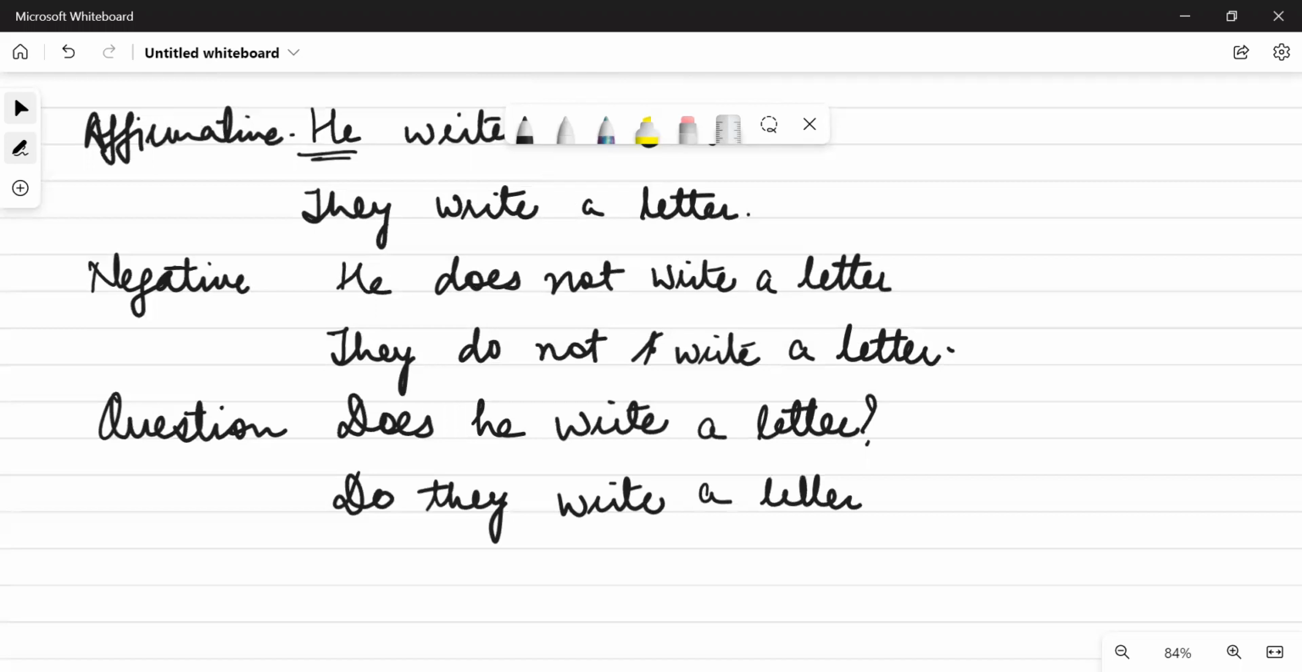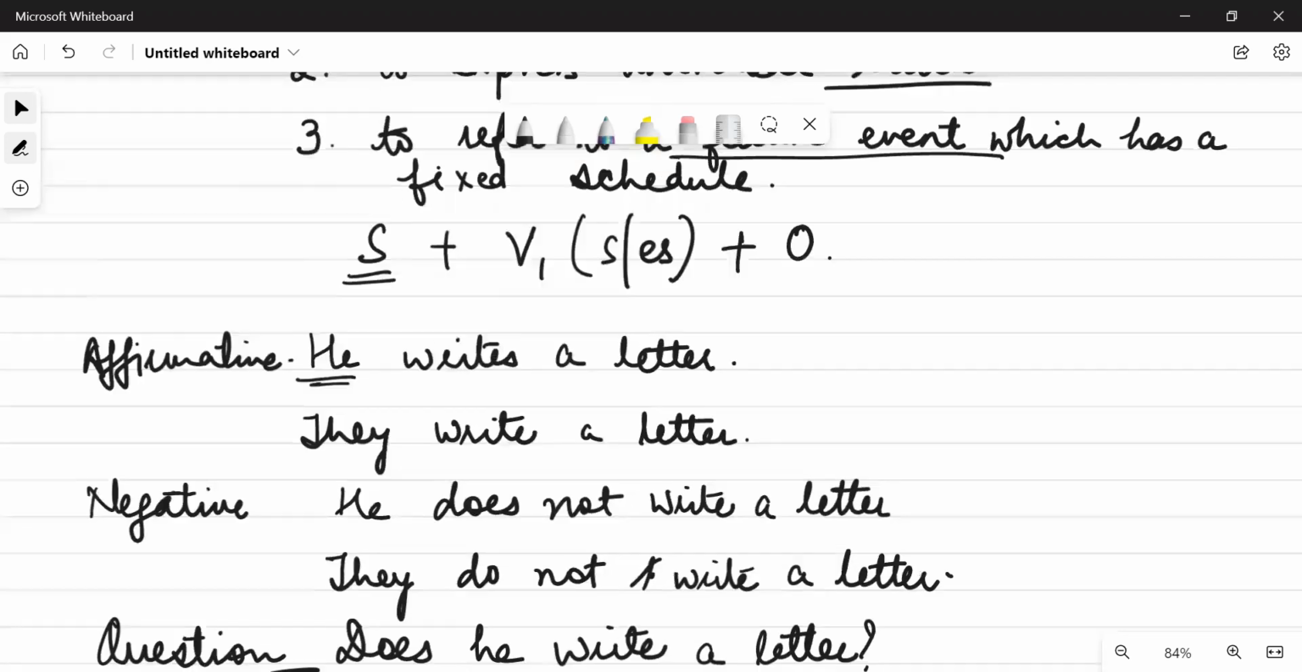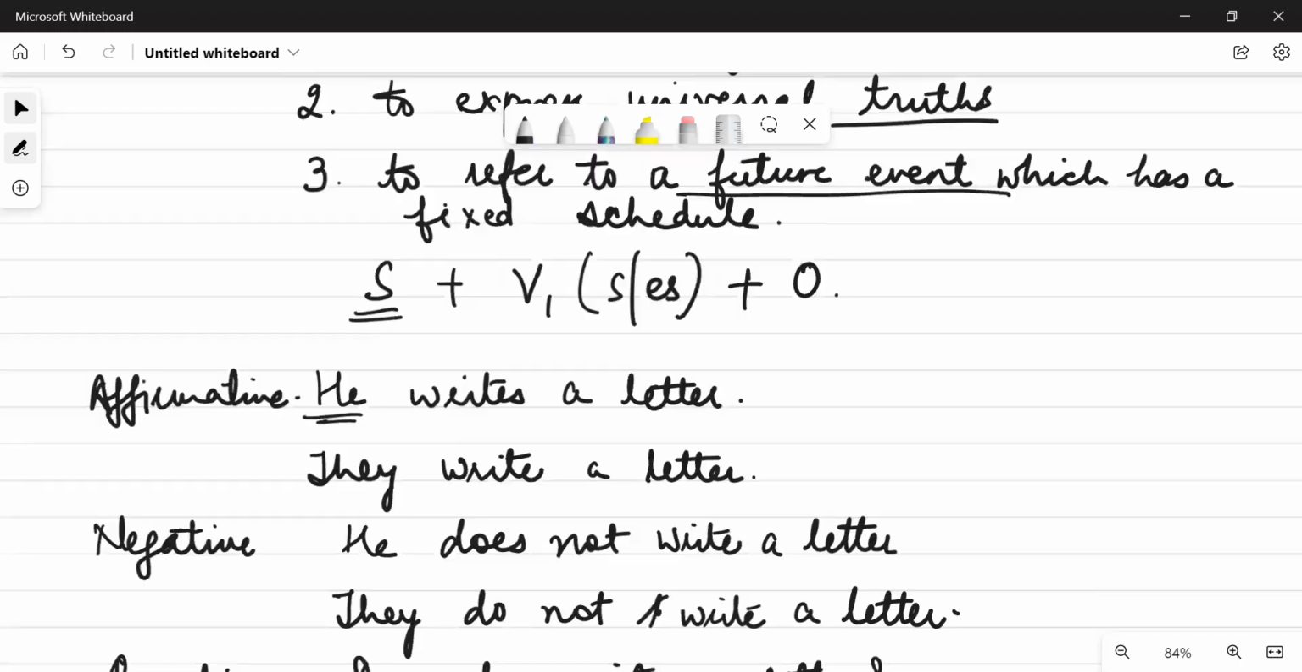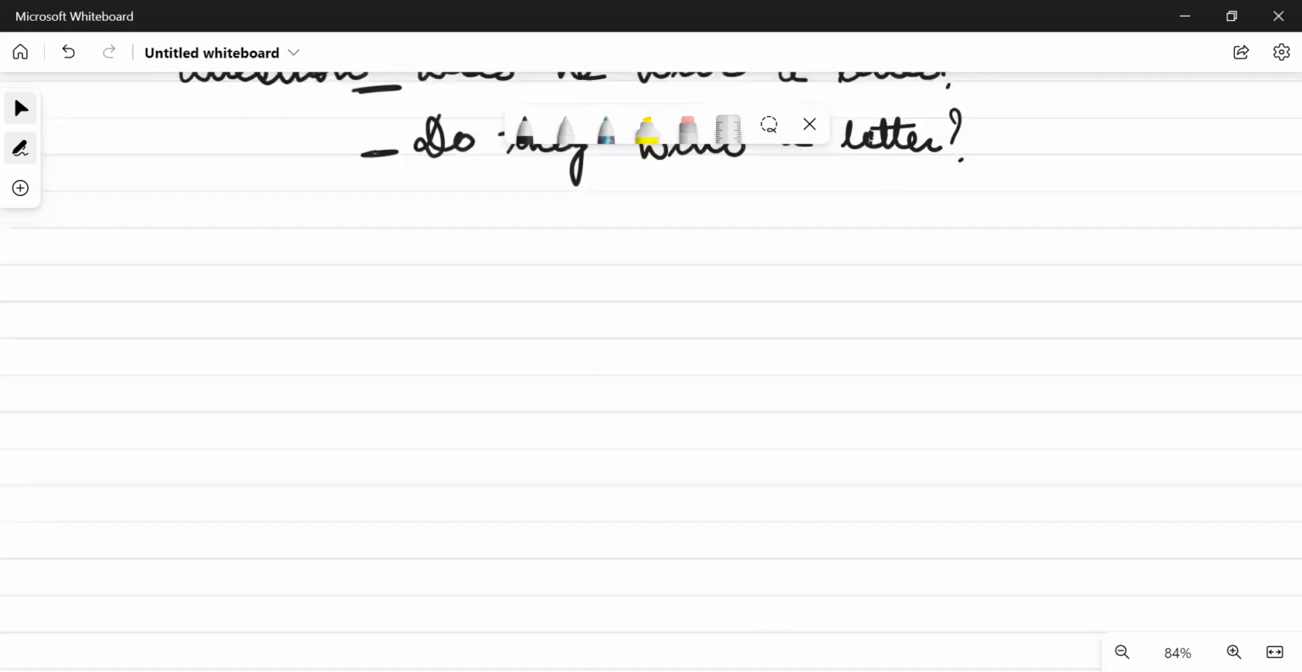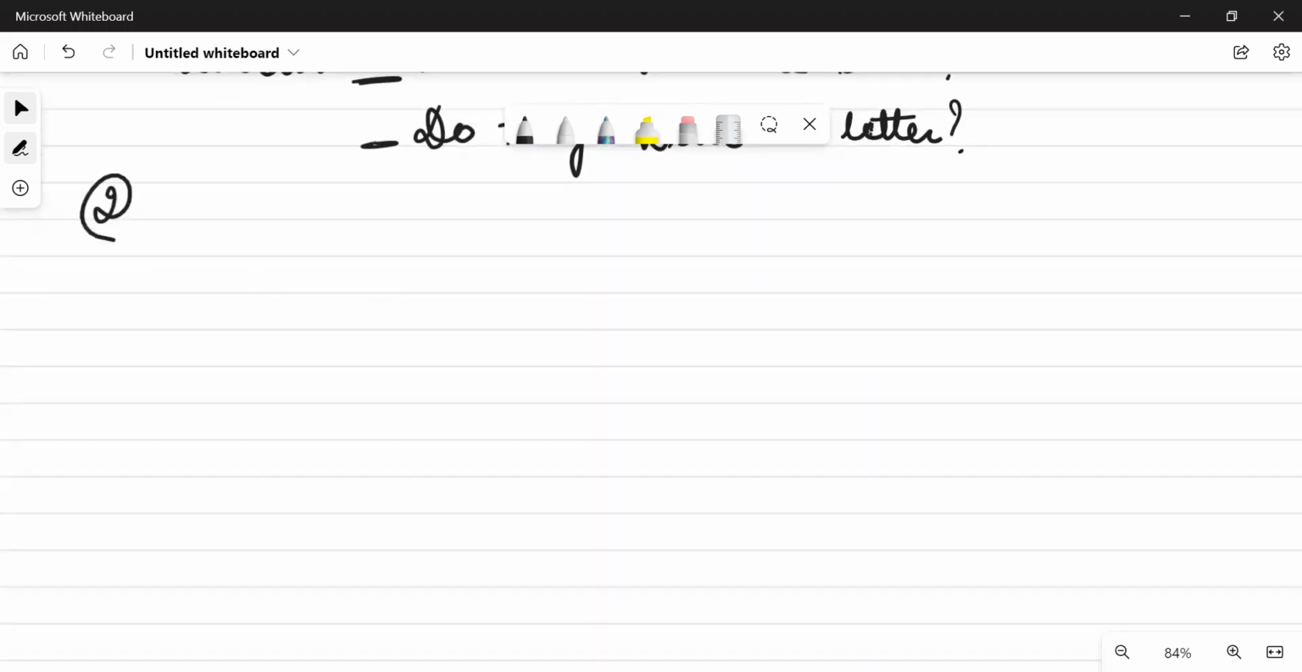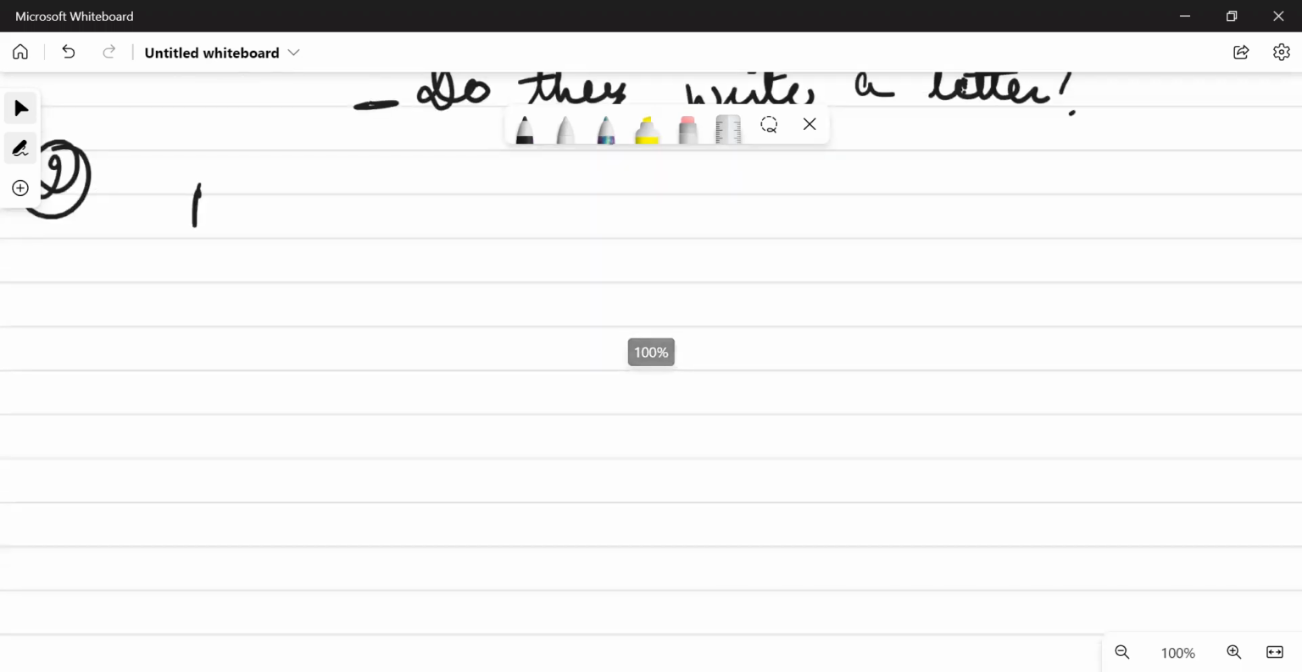Now, please understand, whenever we are making a question with a question word, like when does he write a letter? Why do they write a letter? The question word is just put before this. Otherwise, the formation is like this only. So I hope this simple present tense is clear to you. Now, let's talk about the second, that is present continuous.